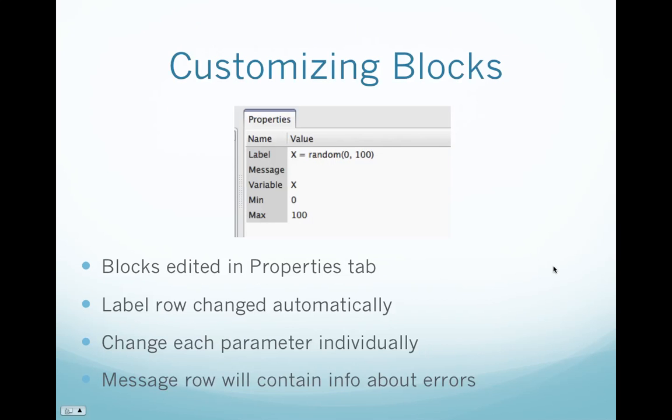To customize a block, first you highlight the block, and then there's a Properties tab in the lower right-hand corner of the Calico block. This label row is what is displayed on the block, and it is updated automatically. Here you can change each variable individually. And this space called message is for any errors that may occur while the program is running.